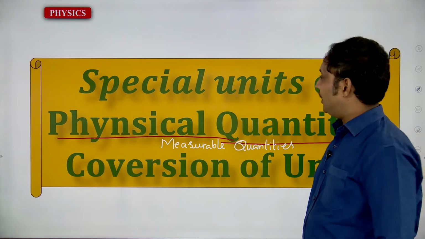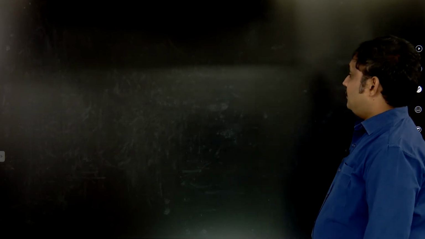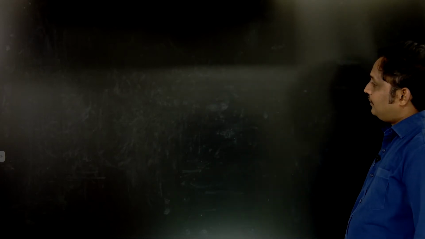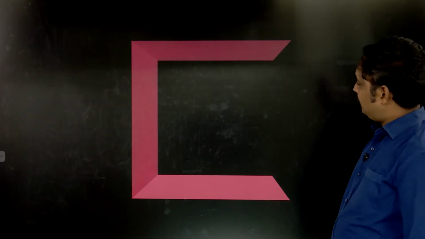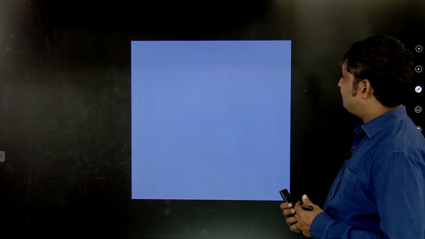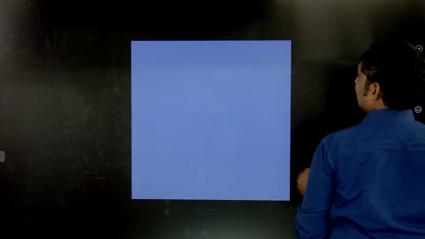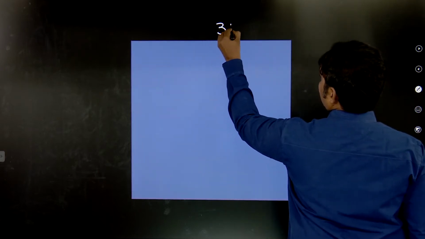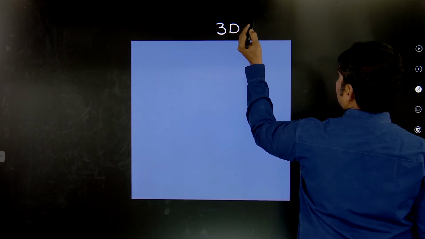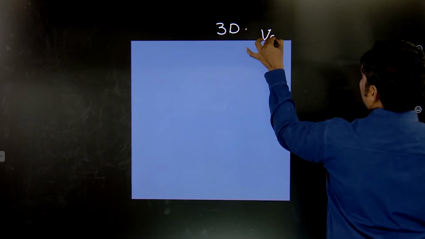Let's see, you have to identify this one. By virtue of its state, you can measure its volume. This is a three-dimensional body, it's going to be 3D. We would like to go for that volume.